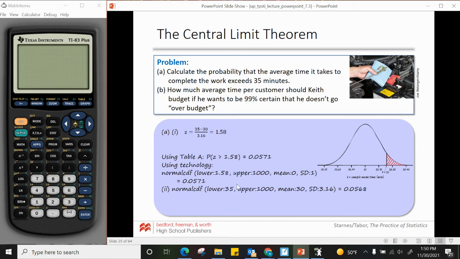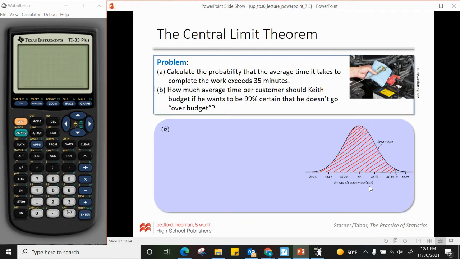I am, again, going to jump right down to the bottom. I want to calculate the probability that the average time it takes to complete the work exceeds 35 minutes, so it's larger than 35. That means my lower bound is 35, my upper bound is 1,000, my mean is 30, and my standard deviation is 3.16. That occurs just 5.68% of the time. So there's only a 5.68% probability that Keith hasn't budgeted enough time to complete the work. Pretty good, but he might want to do better than just 5% messing up.